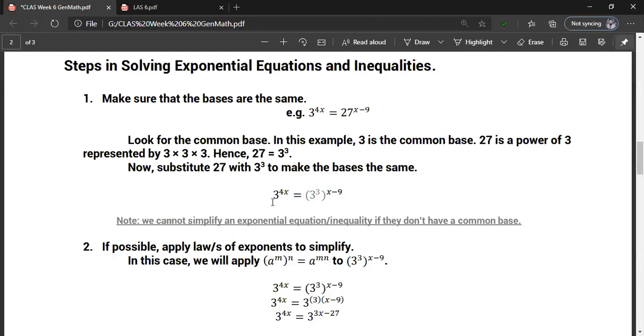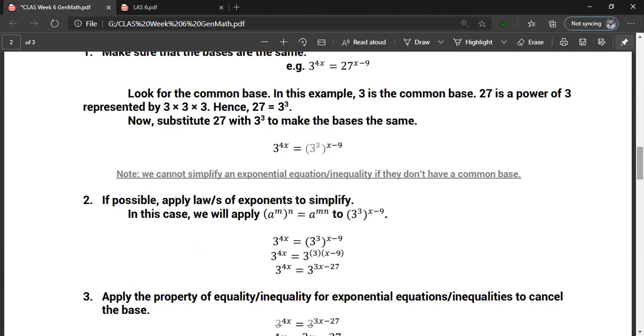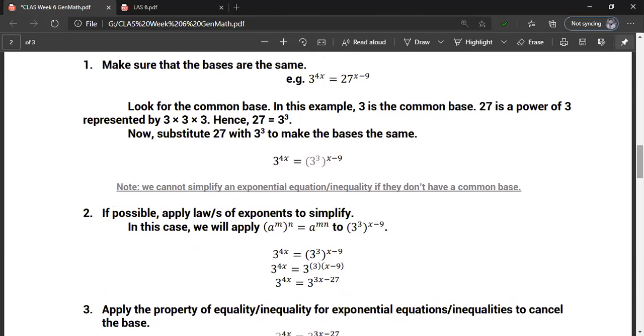Kung nagdududa pa rin kayo, kung di kayo sure, try nyo, 3 raised to 3, 27 yan. Ewan ko lang, baka 28 na siya ngayon. Binago na, charot.